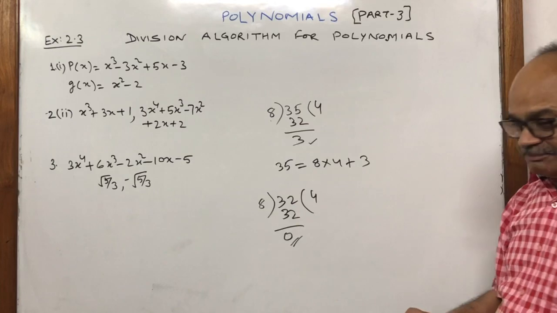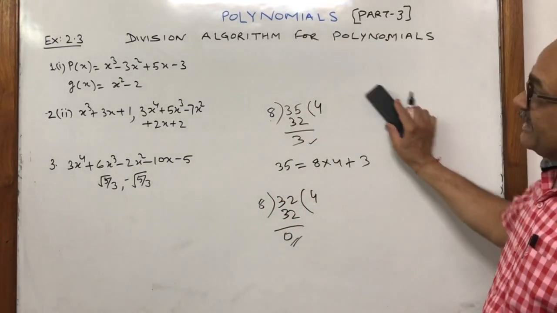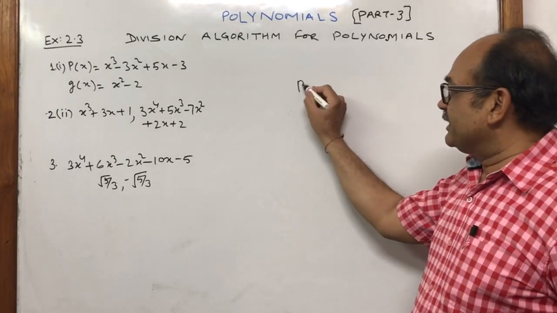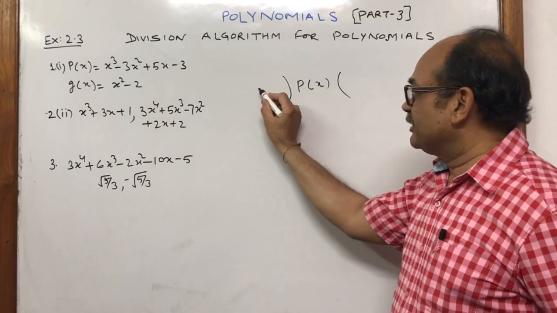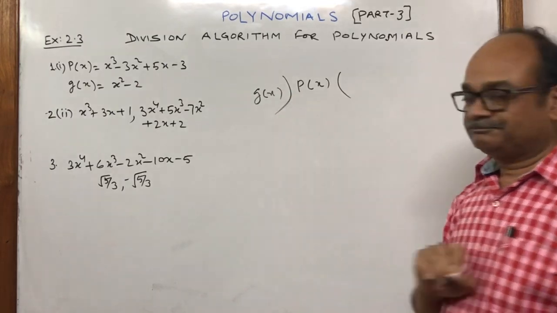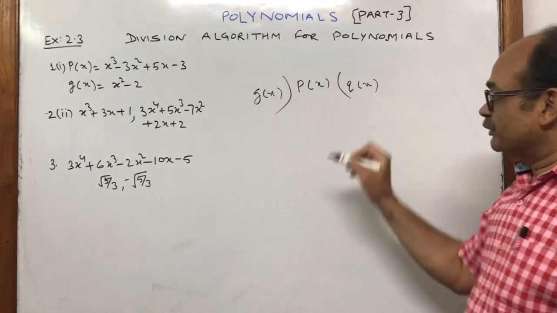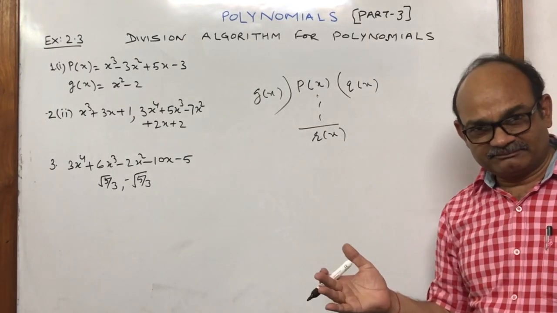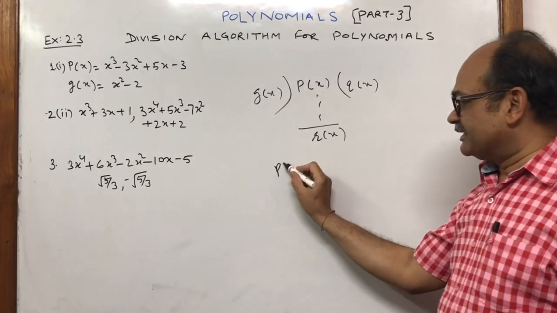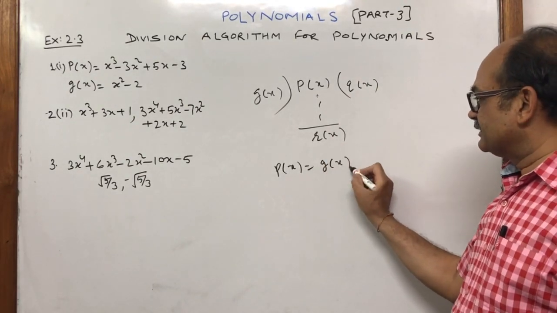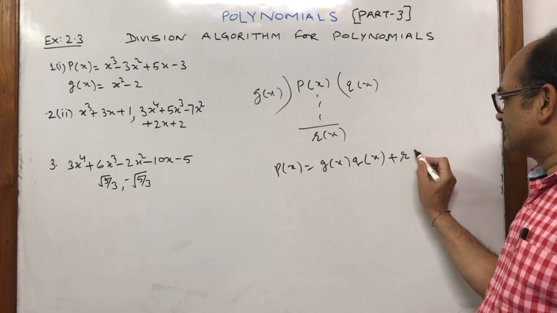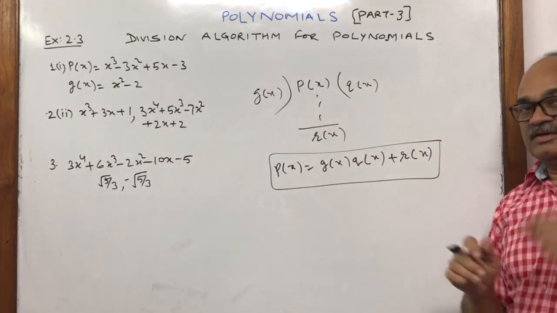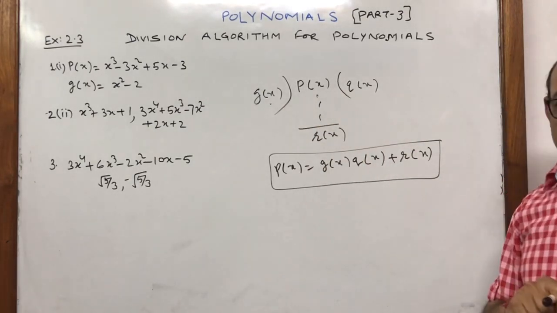So the same concept, if we start with the polynomial, is said to be the division algorithm for polynomials. For example, Px is a polynomial and we are dividing with Gx. We are getting quotient Qx and remainder Rx. Same thing. The meaning is Px equals Gx into Qx plus Rx. This is called division algorithm, where Gx is not equal to 0.